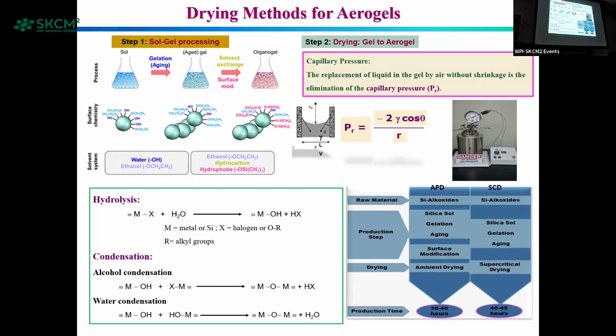If we compare ambient pressure drying and supercritical drying, the time period required is almost the same. But ambient pressure drying is a low-cost method because we are not using any high-cost instruments for that synthesis, and for supercritical drying we need some high-cost instrument to synthesize the aerogel.